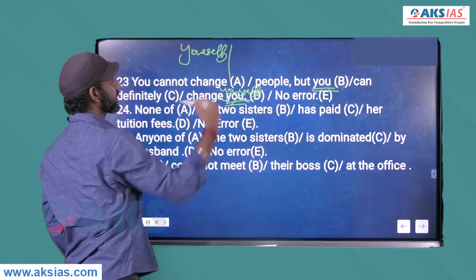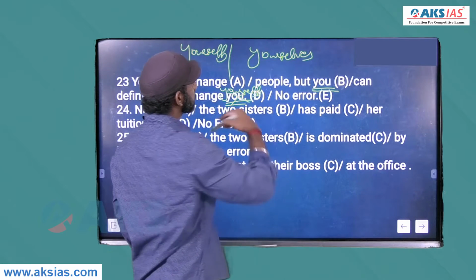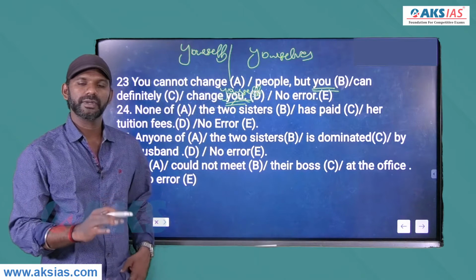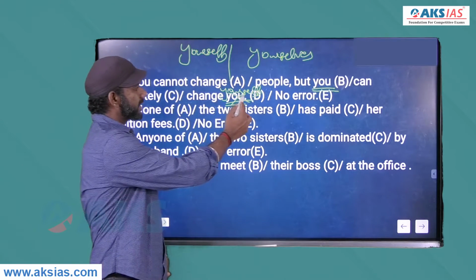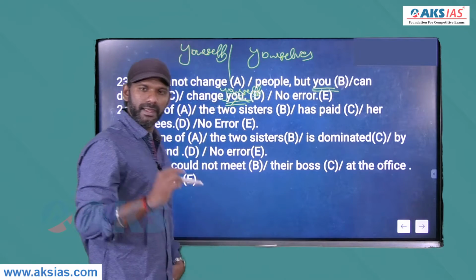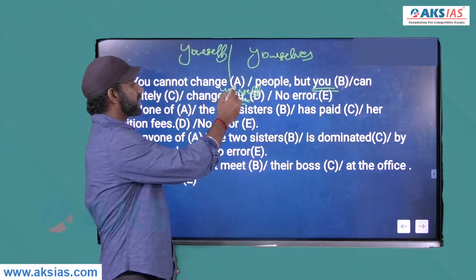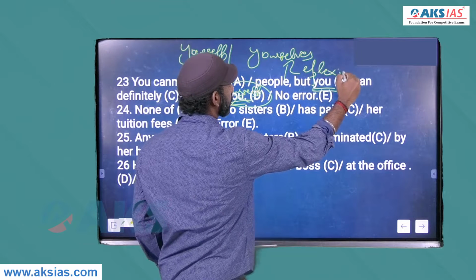Yourself is a correct usage. Yourselves is also a correct usage. If I'm referring to one person, it must be yourself. If I'm referring to more than one, it must be yourselves. In this sentence, it can be yourself or yourselves. If I'm referring to one person here, you, it must be yourself. More than one, yourselves. Now here in this case, yourself becomes a reflexive pronoun.